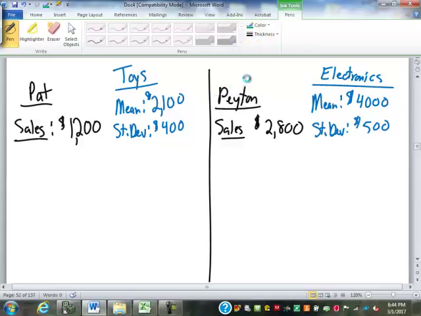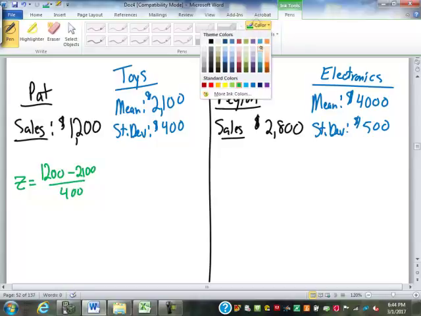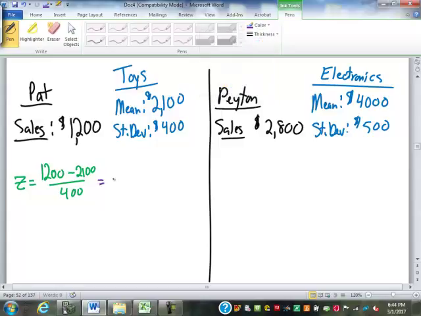So let's find the z-scores. For Pat, Pat's z-score will be 1,200 minus 2,100 over 400. Well, 12 minus 21 is a negative 900 over 400. So that's a negative 2.25. So Pat's z-score is a negative 2.25.